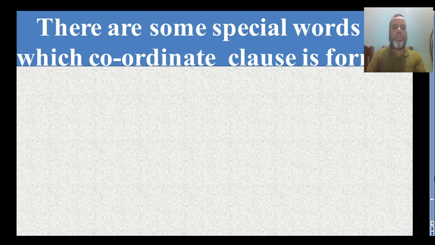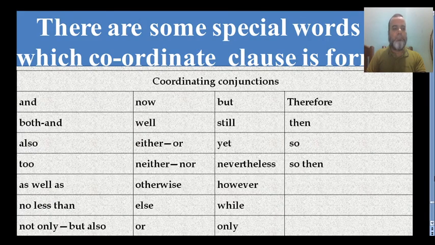There are some special words by which a coordinate clause is formed. Let us see. These are the coordinating conjunctions. These are the conjunctions: and, both and, also, too, as well as, no less than, not only but also, now, well, either or, neither nor, otherwise, else, or, but, still, yet, nevertheless, however, while, only, therefore, then, so then. These are the conjunctions by which two principal clauses are joined, and they are generally used to form a coordinate clause.